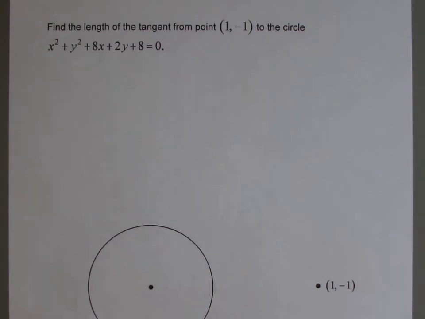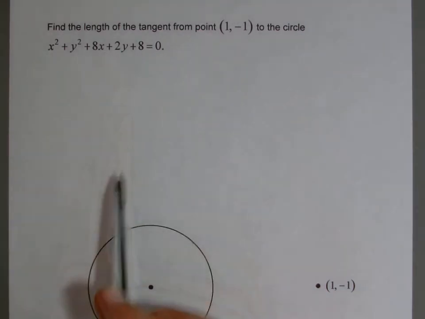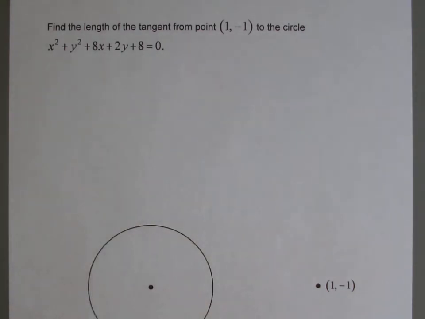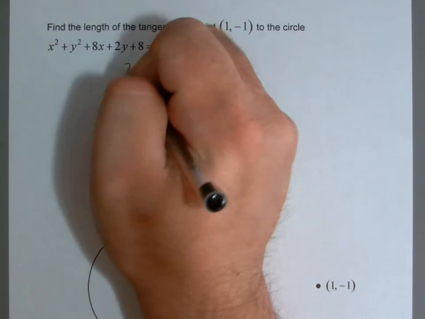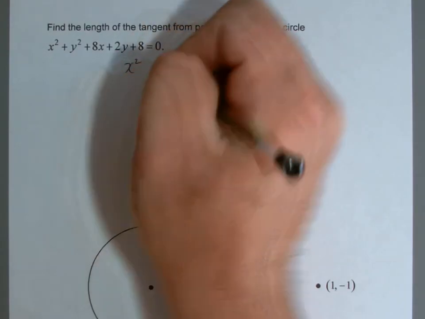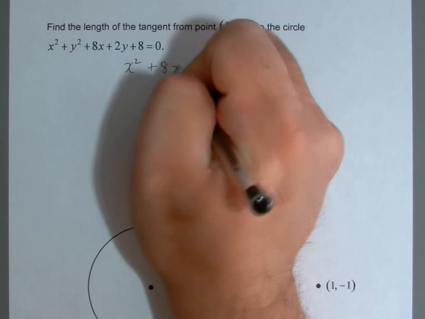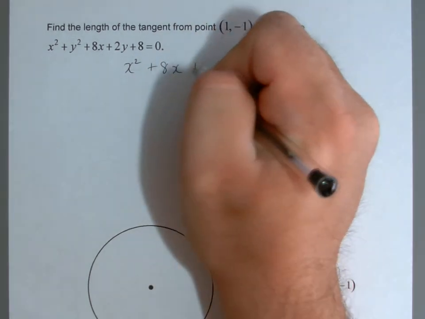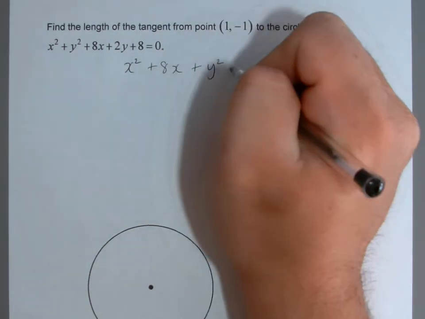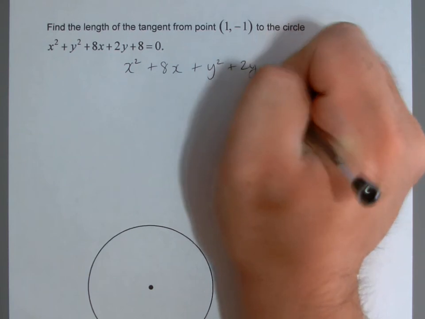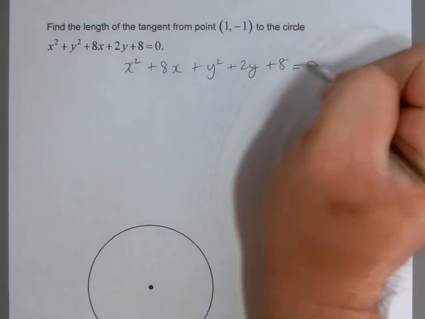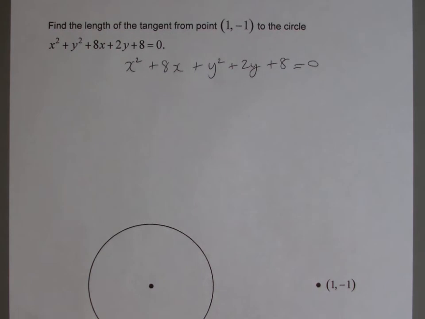Okay, find the length of the tangent from the point (1, -1) to the circle that we've got here. Of course, when the circle is expressed this way, you've got to do a bit of work to find the center and the radius. So remember, you group the x squared and x terms, you group the y squared and y terms, and then you've got to complete the square.